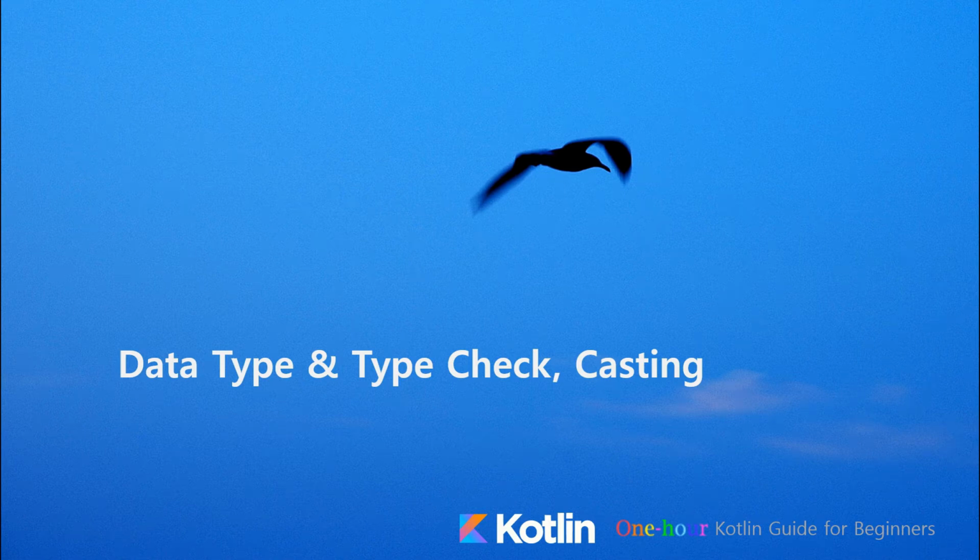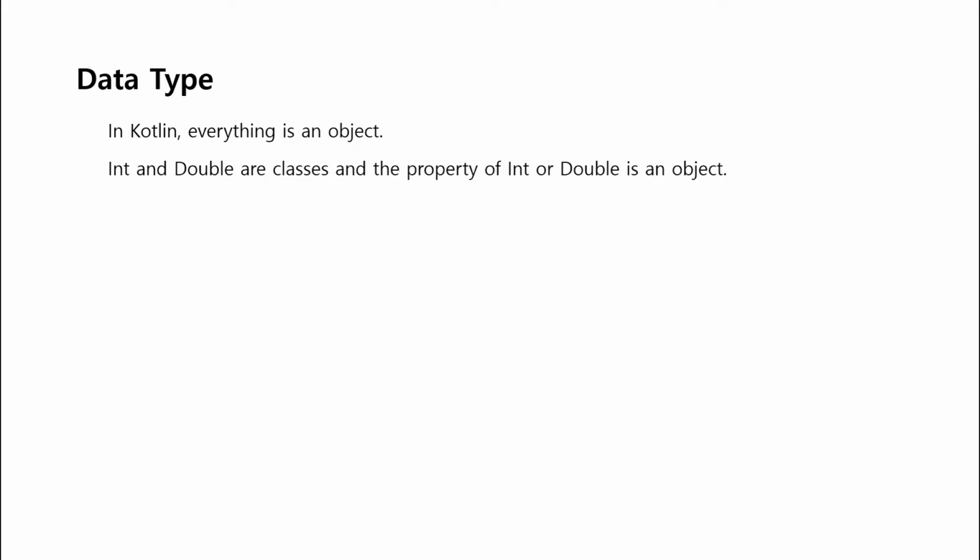Let's talk about data type checking and casting. In Kotlin, everything is an object. What it means is, for example, int and double are primitive data keywords in Java. They're not a class. However, in Kotlin, they are a class, and their properties are an object.